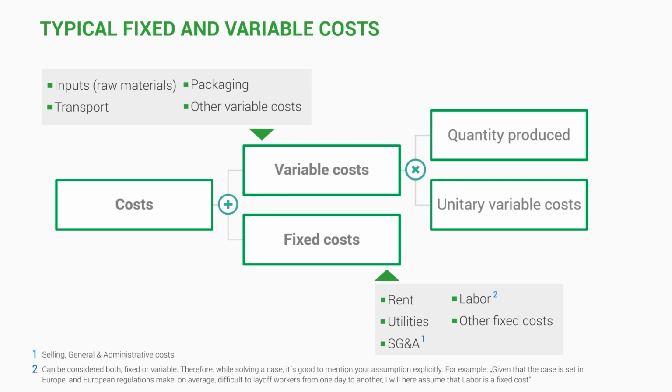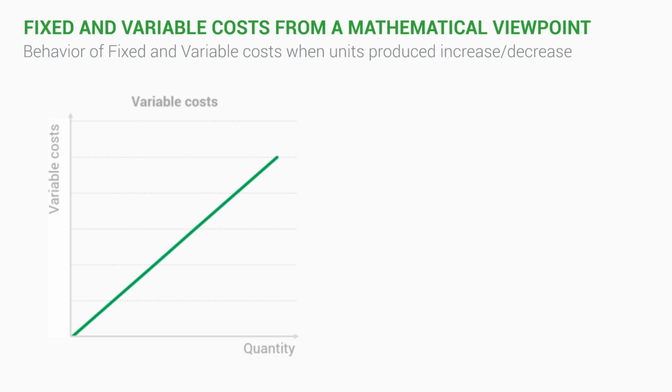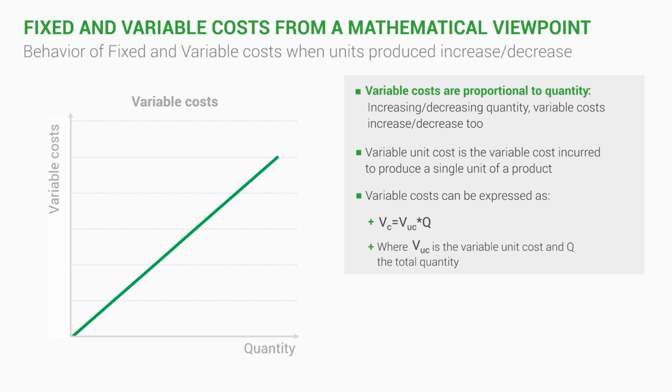It is interesting to examine fixed and variable costs from a mathematical point of view to see how their behavior differs as production increases and decreases. Let's start with variable costs. A variable cost is the cost incurred to produce a single unit of product. Therefore, increasing or decreasing the quantity produced will cause variable costs to increase or decrease at the same time. We can say that variable costs are proportional to quantity, that is, they display a linear relationship as shown in the graph. We can express this as total variable cost equals variable cost per unit times total quantity.